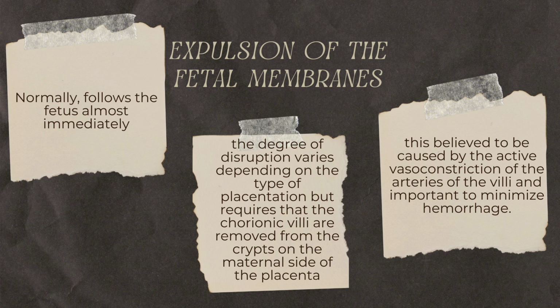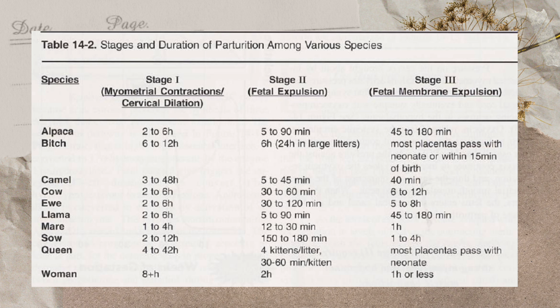Stage 3 is the expulsion of the fetal membranes, or the delivery of the placenta. Normally, it follows the fetus almost immediately. The degree of disruption varies depending on the type of placentation, but requires that the chorionic villi are removed from the crypts of the maternal side of the placenta. This is believed to be caused by active vasoconstriction of the arteries of the villi, and is important to minimize hemorrhage. The stage and duration of parturition vary among species.